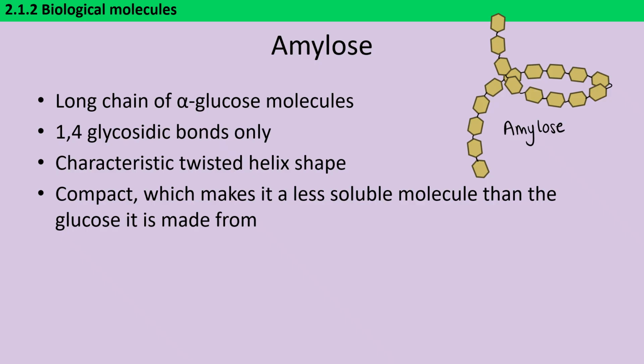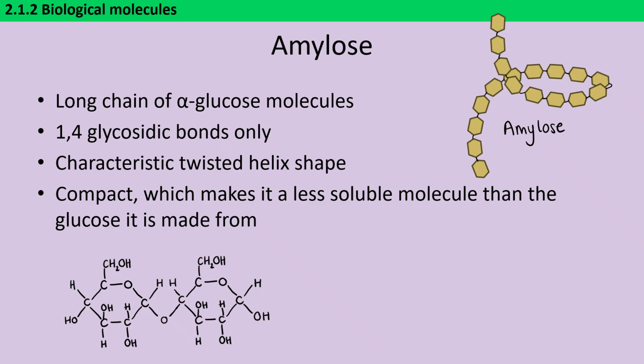These only contain 1 to 4 glycosidic bonds between them, so these are the exact same glycosidic bonds that we drew when we were making a molecule of maltose, but whereas maltose only contains 2 glucose molecules, amylose contains several hundred. It forms this very, very long chain that has a characteristic twisted shape. It can be very compact, and this makes it much less soluble than the glucose it's made from.